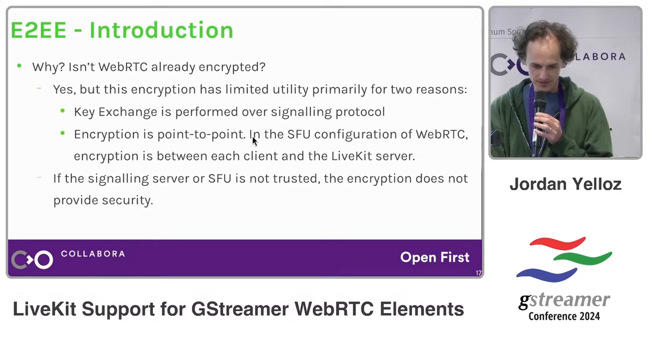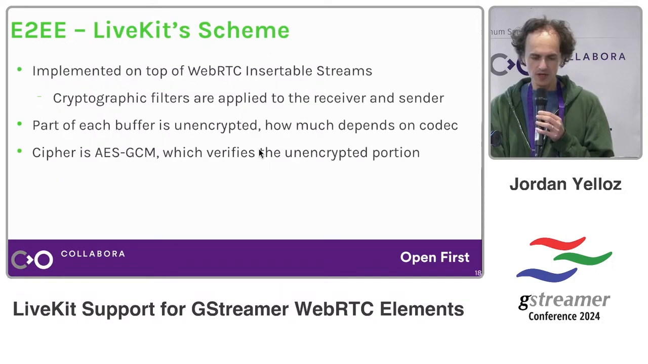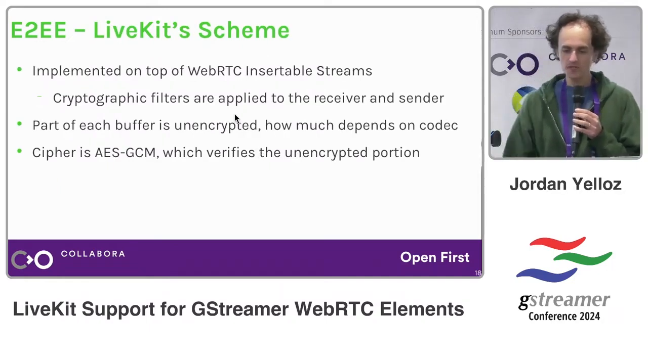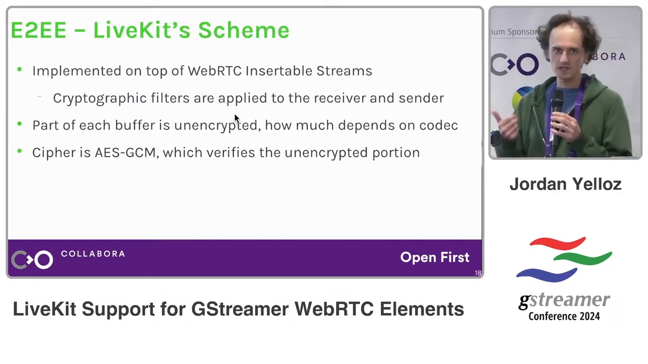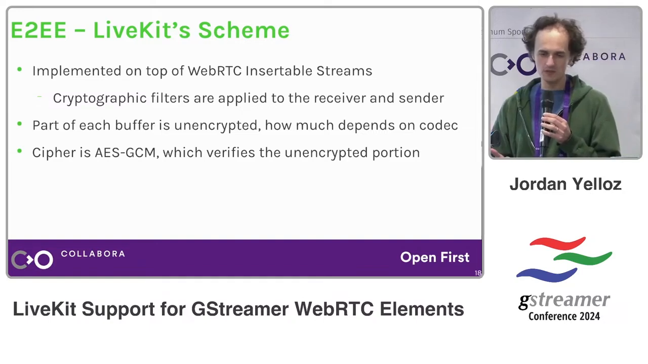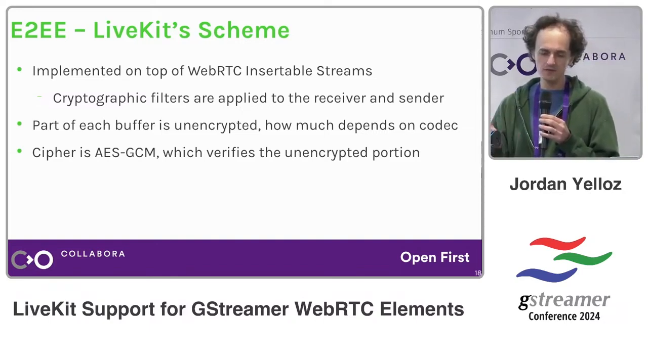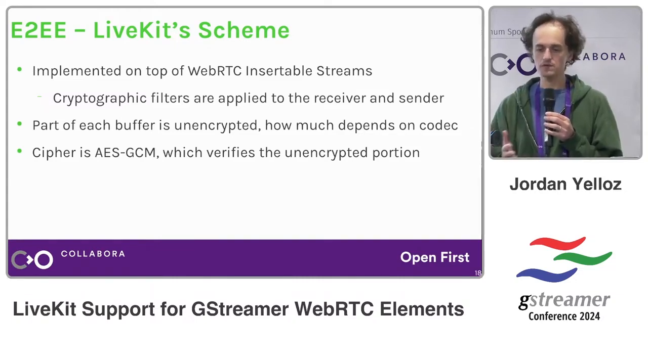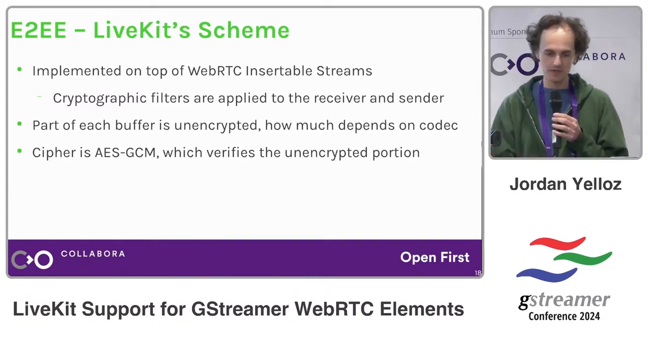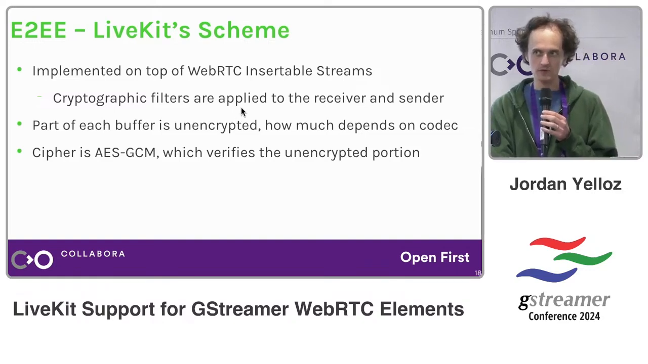Where were we? So basically, if you don't trust the server, you switch to using end-to-end encryption. So what has LiveKit actually done here? They use a concept in WebRTC called insertable streams, which allows you to put filters either in front of the sender or after the receiver. So you can apply a filter, which in this case is a cryptographic filter, either an encryptor or a decryptor.